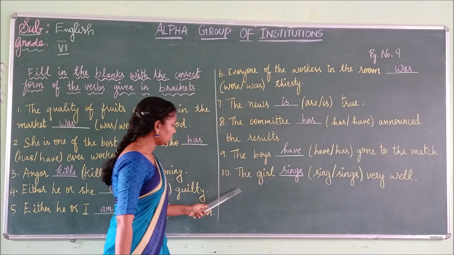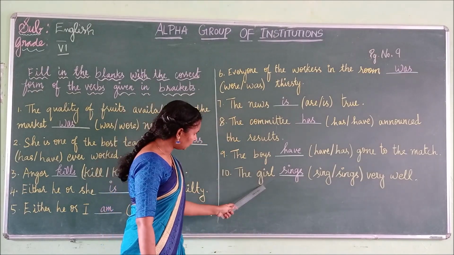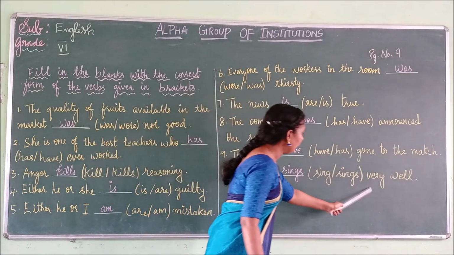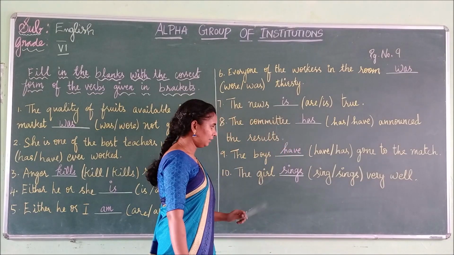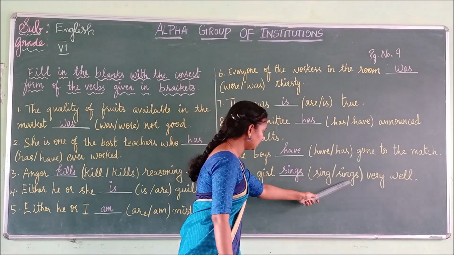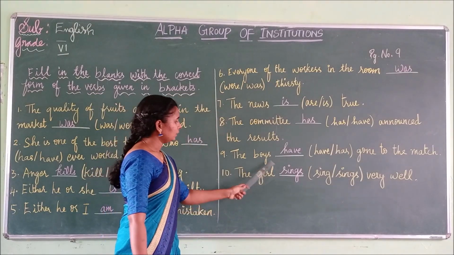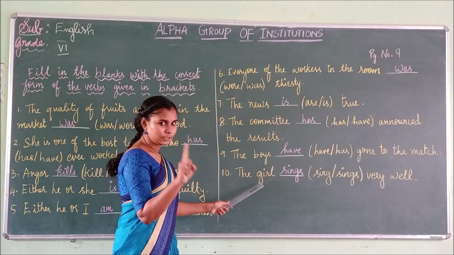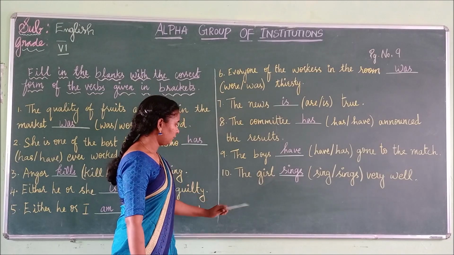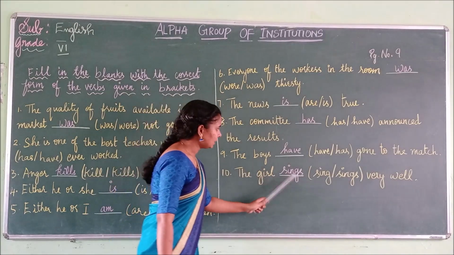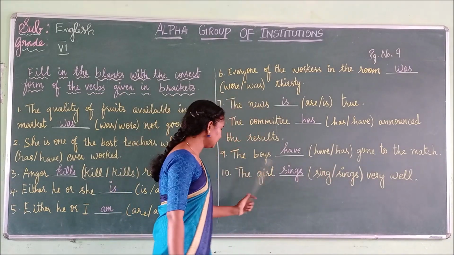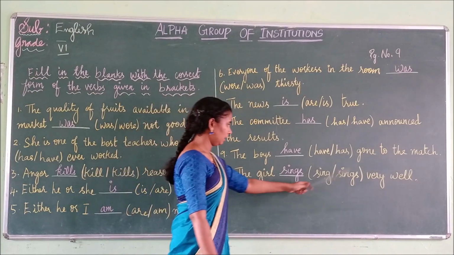Okay. The last one. The girl dash very well. So here in the brackets we have got sing, sings. The answer is sings. Very good, because they are talking about one single girl, which is a singular form. So the girl sings very well. The answer is the girl sings very well.